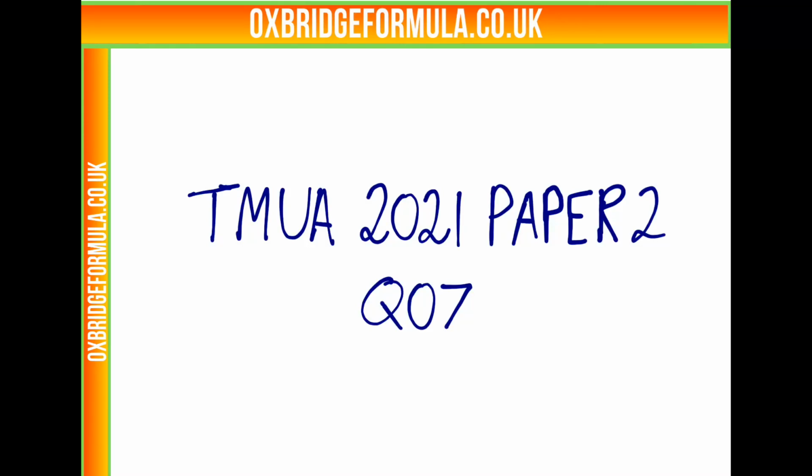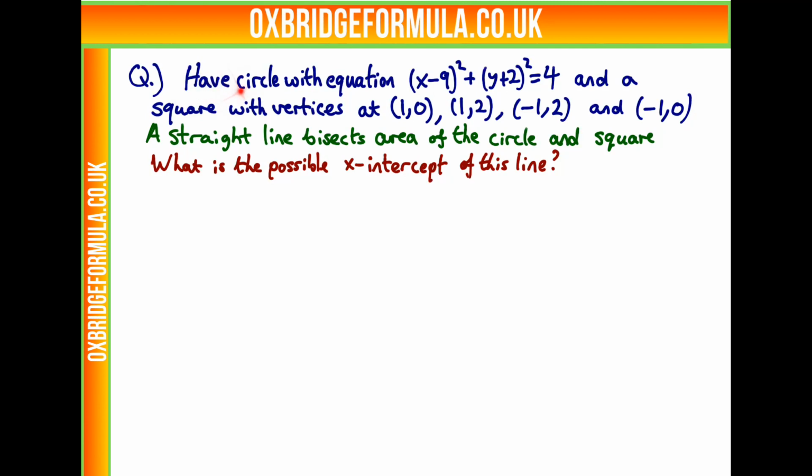This is TMUA 2021, Paper 2, Question 7. We have a circle with equation (x − 9)² + (y + 2)² = 4, and a square with vertices at (1, 0), (1, 2), (−1, 2), and (−1, 0).